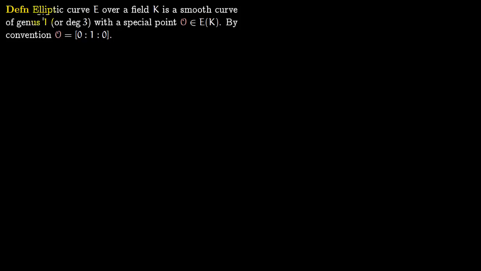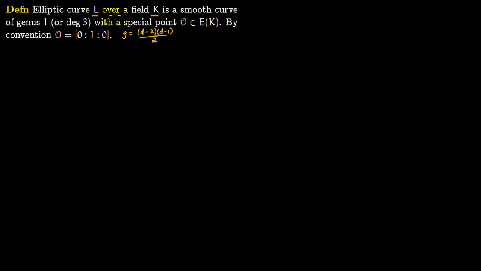So let us define an elliptic curve. The elliptic curve E over some given field K is a smooth curve of genus 1 or degree 3. This is equivalent. We have seen in the lectures on algebraic geometry that you can compute this genus g as (d minus 2) times (d minus 1) divided by 2, where d is the degree of the curve. So if you put 3 here, you will get genus as 1.